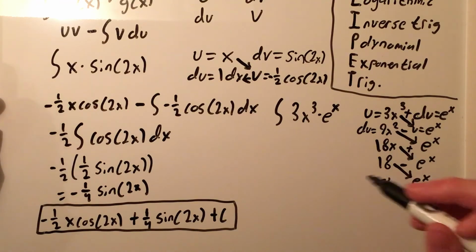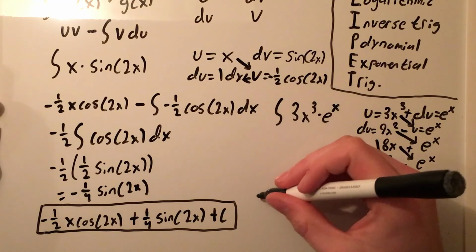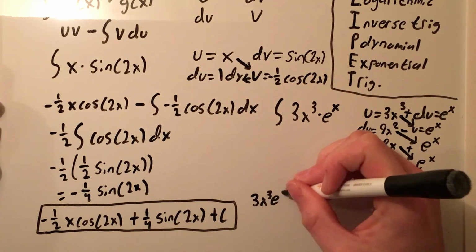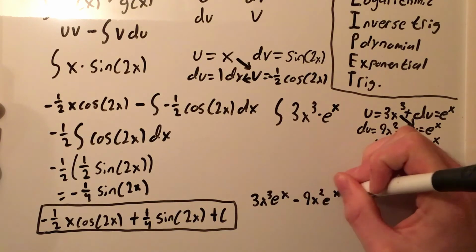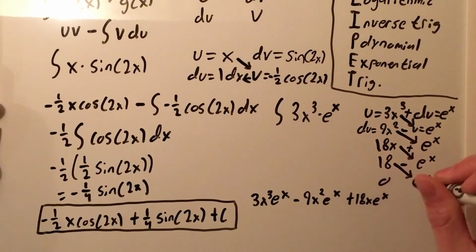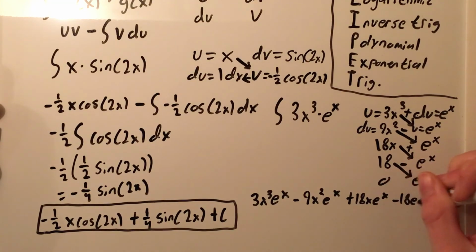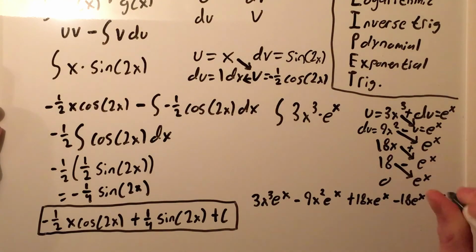So see, we're going to have, write it right here, we're going to have 3x cubed e to the x minus 9x squared e to the x, and then plus 18x e to the x, and then minus 18 e to the x. And then just add the c for it being an indefinite integral. And there you have it. That's your answer. You can obviously factor out the e to the x and the 3 if you wanted to make it a little simpler, but that's basically the answer right there.